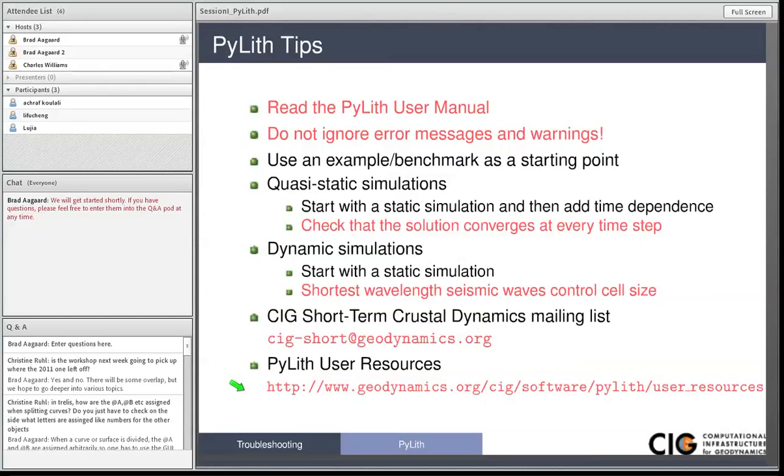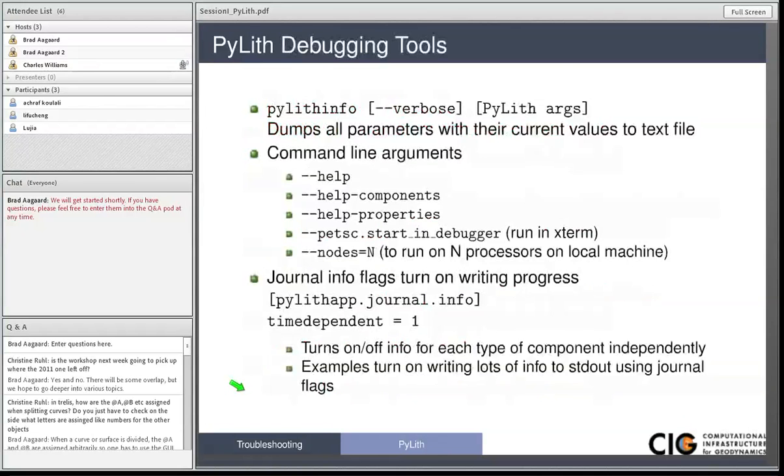In dynamic simulations, it's often possible to start with the static part and then go to the dynamics when you need it. And remember that the shortest wavelength of the seismic wave is going to control your cell size. And here's again our CIG short email list, as well as the web page for PyLith user resources.